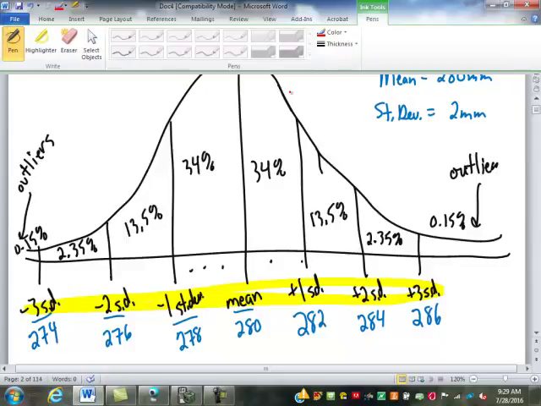So what this is saying is, if I spend the day producing parts and I look back on the parts I've produced for the day, if that machine is operating normally, I will expect 34% of the parts produced to be between 278 millimeters and 280 millimeters long. I would expect another 34% to be between 280 and 282 millimeters long. I would expect 13.5% to be between 278 and 276. Another 13.5% to be between 282 and 284. Does that make sense?